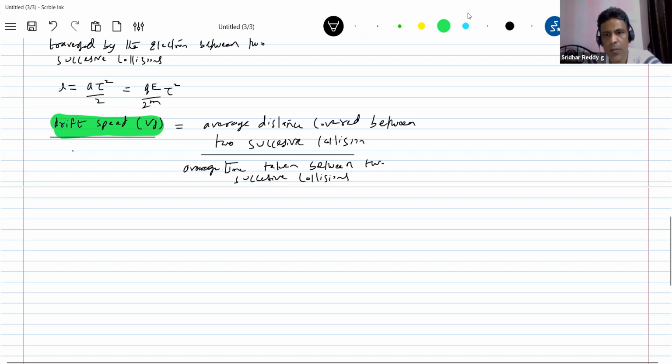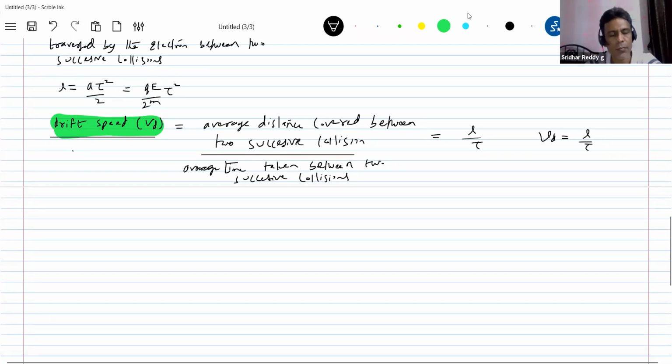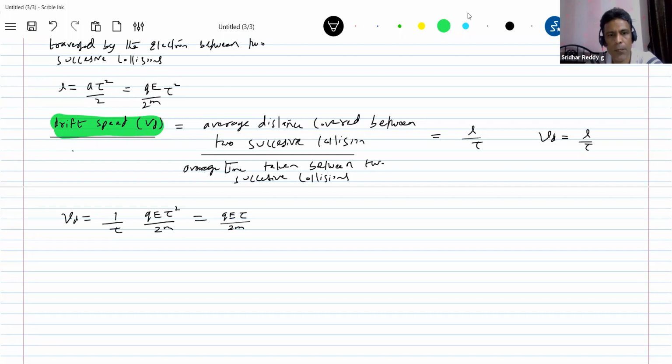So this should be equal to L by tau. This is a generalized formula. Now for the drift speed, I'll substitute the value of L here: 1 by tau times qE tau square by 2m. Okay, this is the expression for the drift speed.